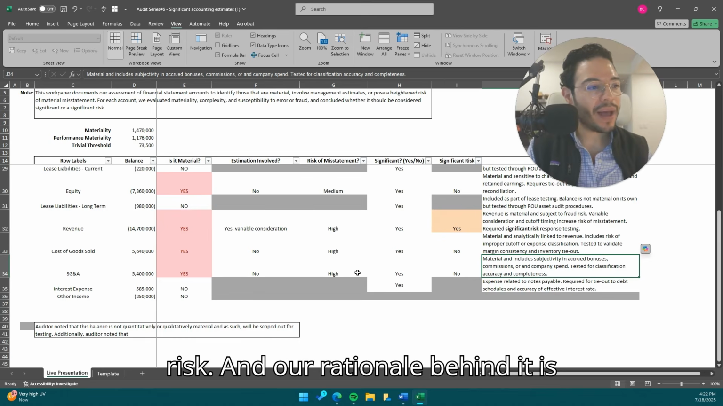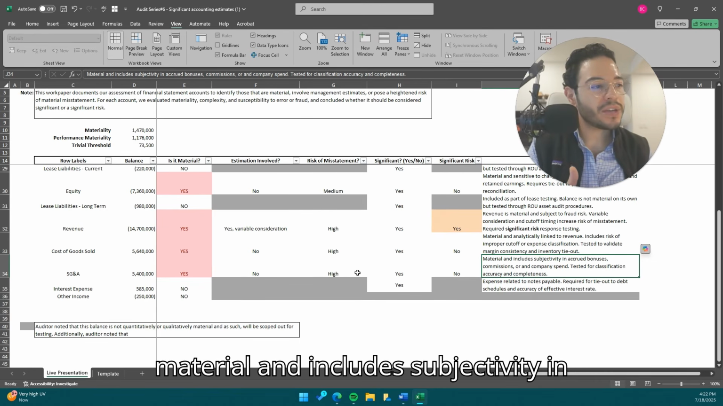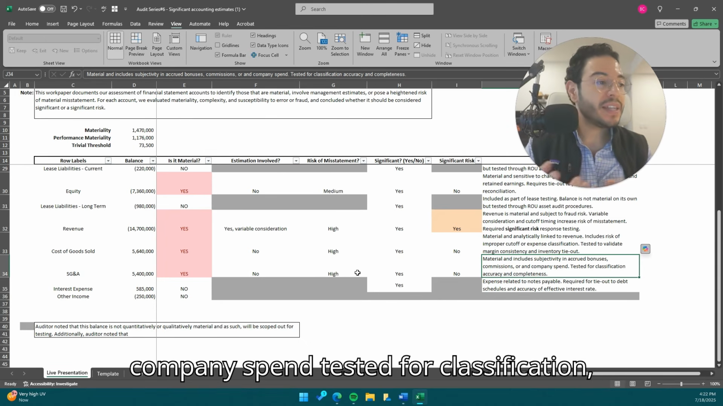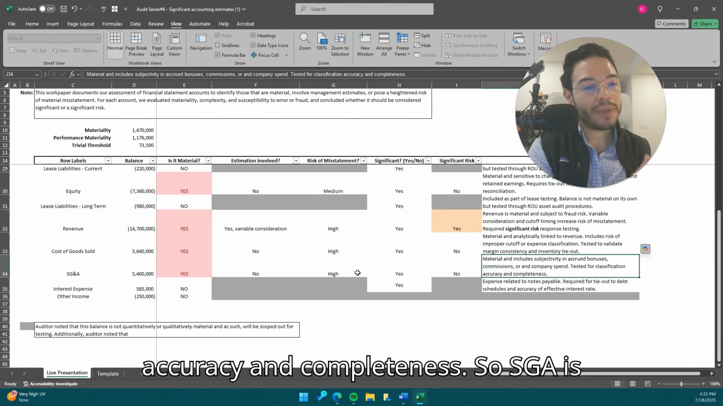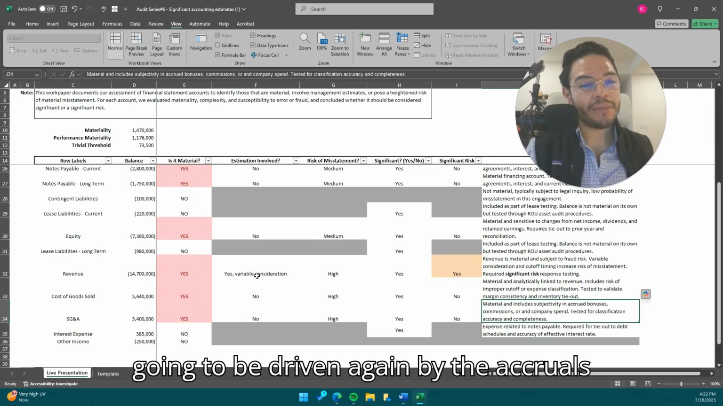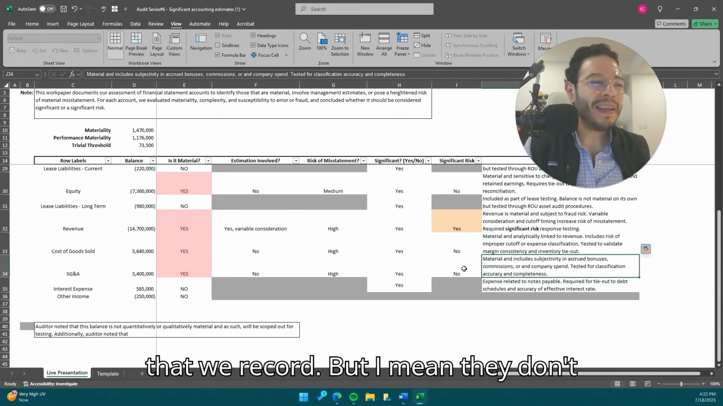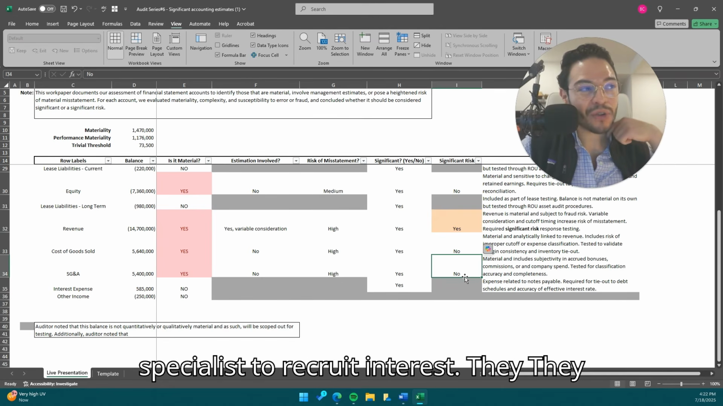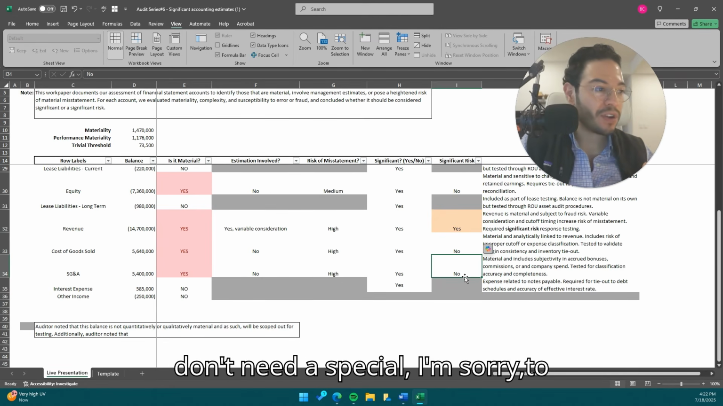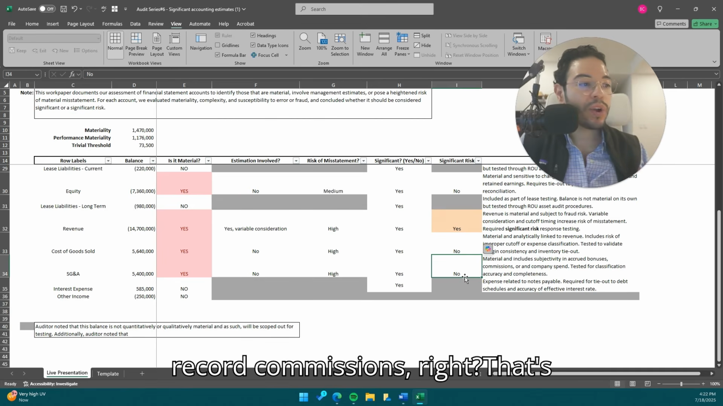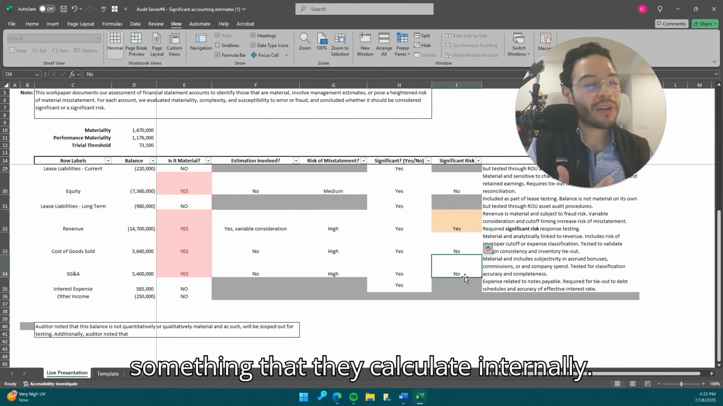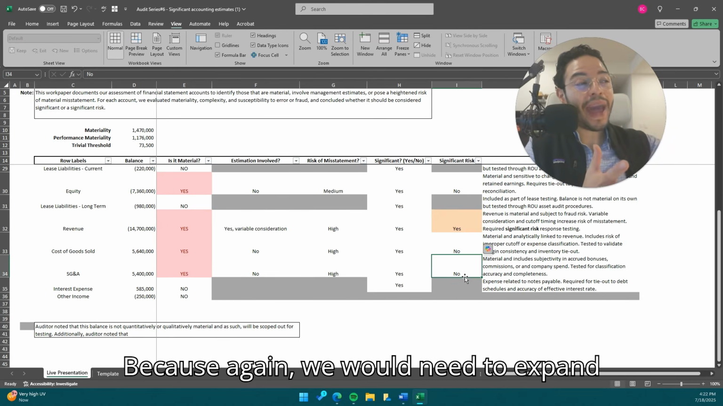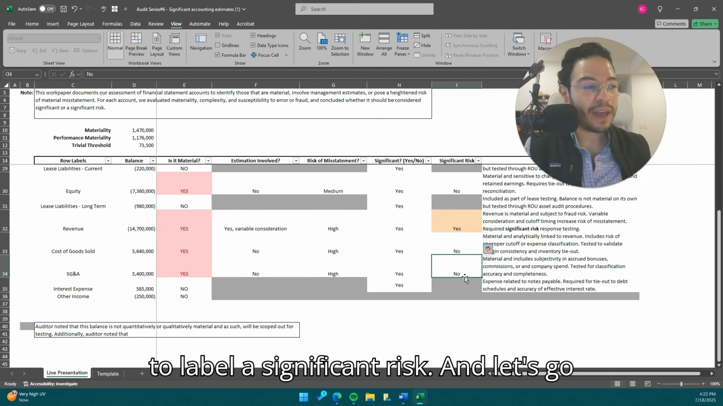And our rationale behind it is material and includes subjectivity in accrued bonuses, commissions, and/or company spend. Tested for classification, accuracy, and completeness. So SG&A is going to be driven by the accruals that we record, but they don't need a specialist to record accrued bonuses, right? They don't need a specialist to accrue interest. They don't need a specialist to record commissions, right? That's something that they calculate internally, but should that be significant risk? No, because we would need to expand drastically our procedures if we're going to label it as significant risk.